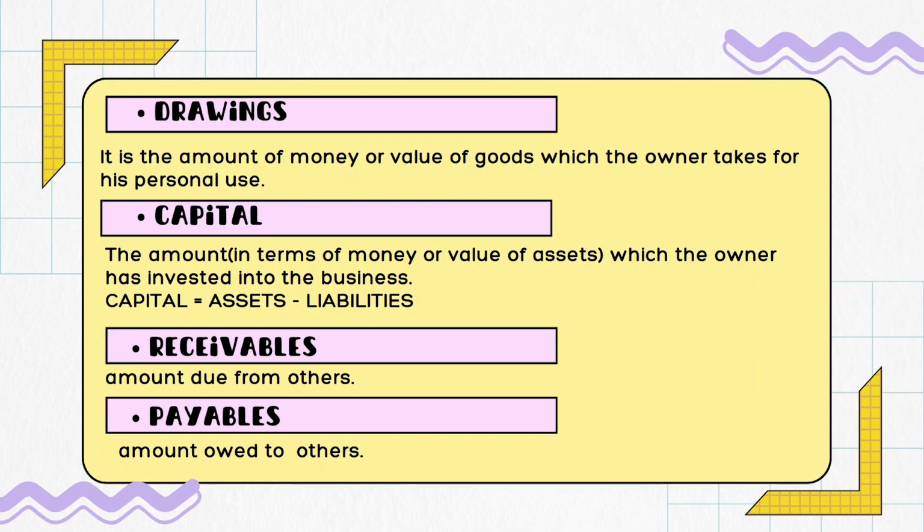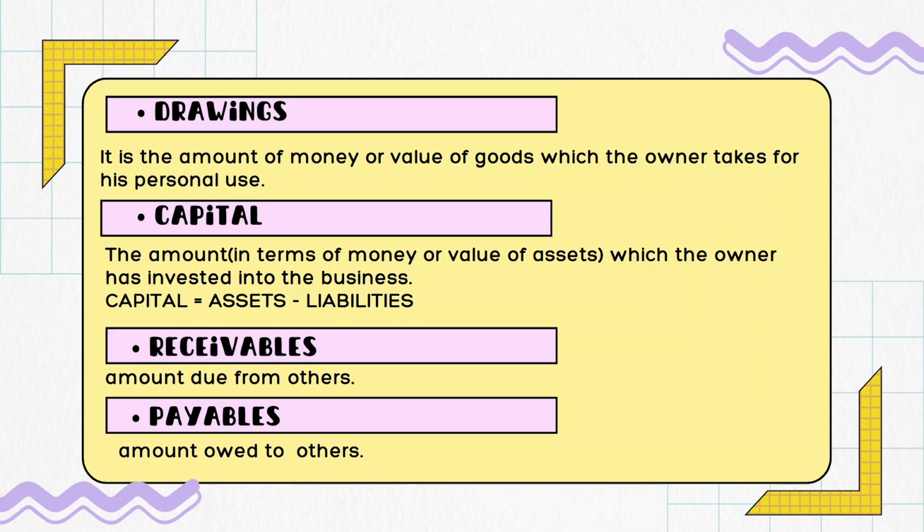And capital, I'm pretty sure you know, is the amount which is invested into the business by the owner. This formula you should keep in mind. We will be solving problems based on this in the next lesson. Capital is equal to assets minus liabilities. We will be dealing with it in more detail in the next lesson.